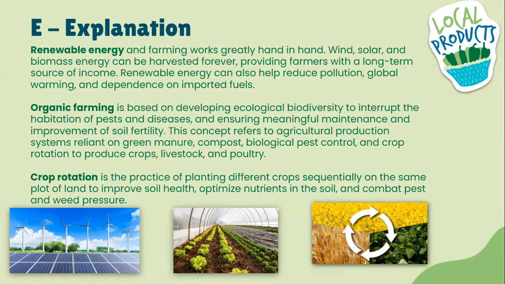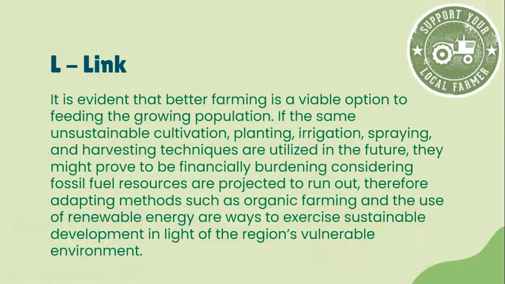This concept refers to agricultural production systems reliant on green manure, compost, biological pest control, and crop rotation to produce crops, livestock, and poultry. Crop rotation is the practice of planting different crops sequentially on the same plot of land. This improves soil health, optimizing nutrients in the soil, and combats pest and weed pressure. Link. It is evident that better farming is a viable option to feeding the growing population.